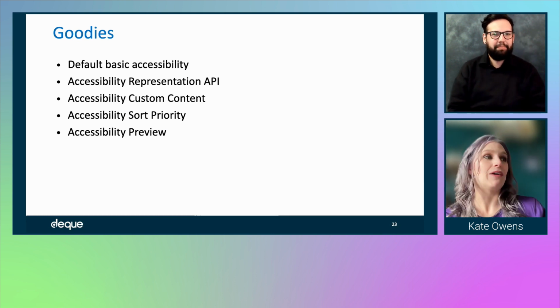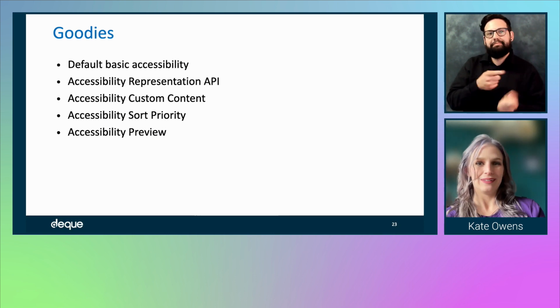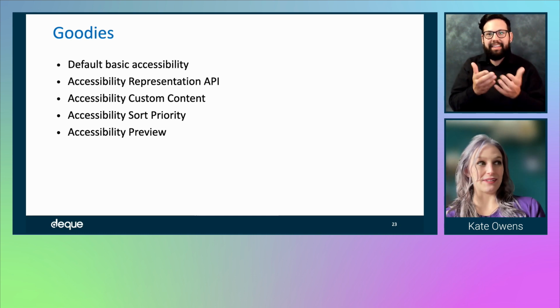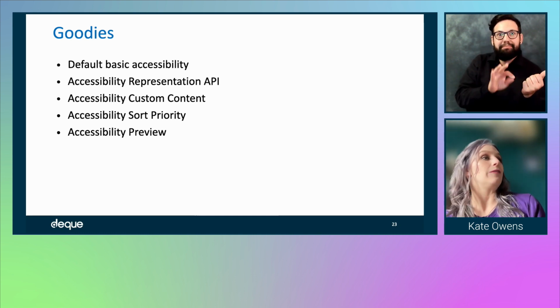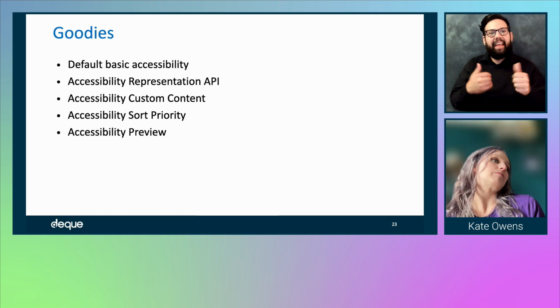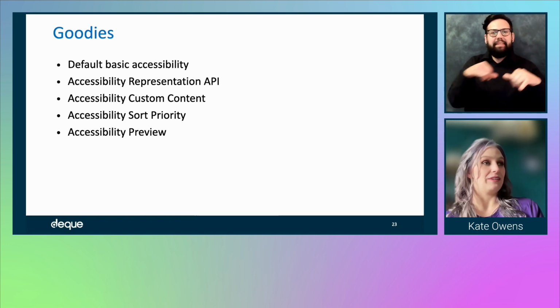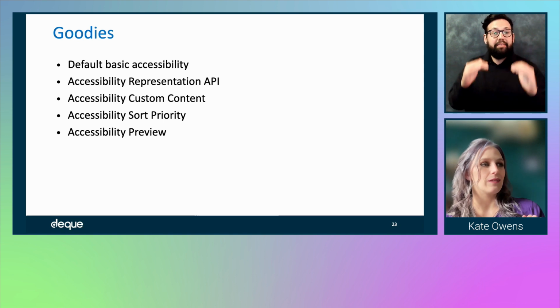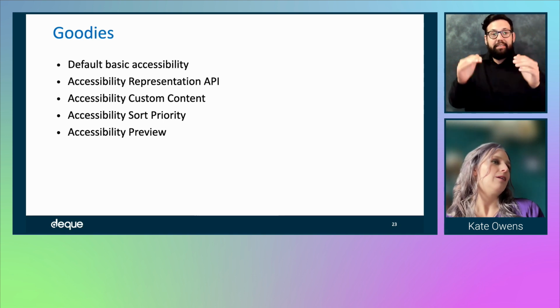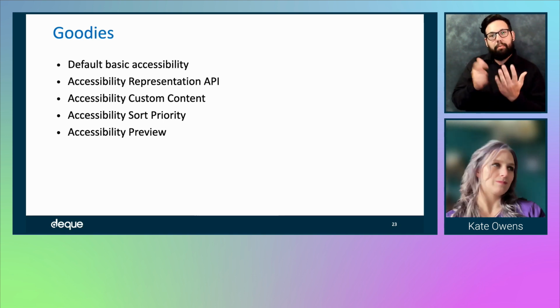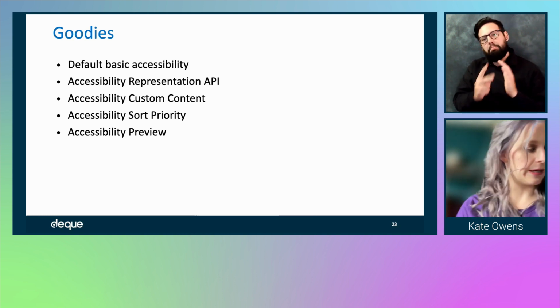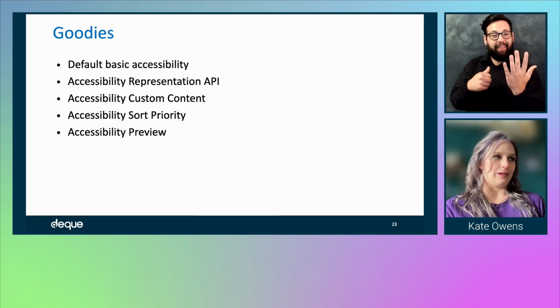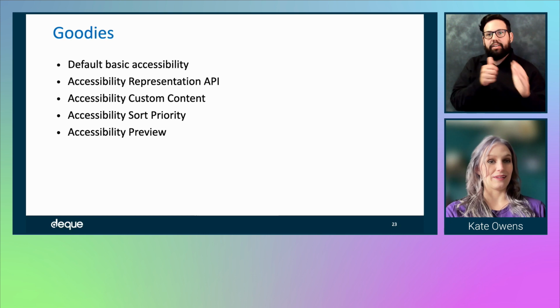So we've covered a lot of good things in our goodies section. Let's just go over them again. We have default basic accessibility, accessibility representation API, accessibility custom content, accessibility sort priority, and accessibility preview. So 5 very, very good things in SwiftUI accessibility.